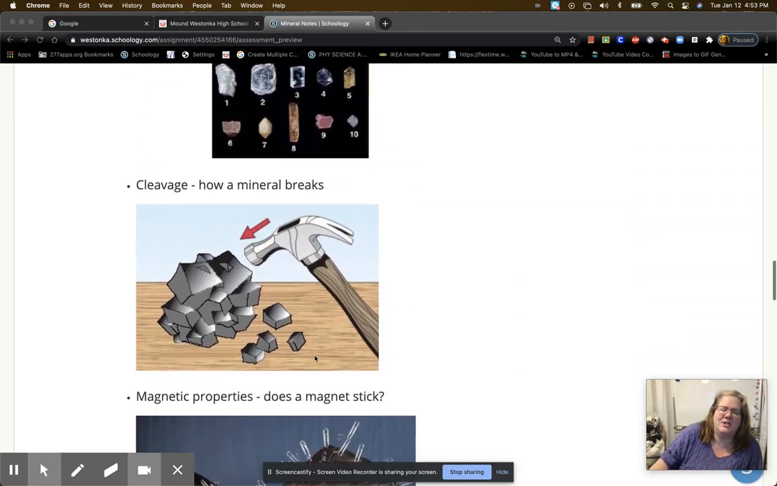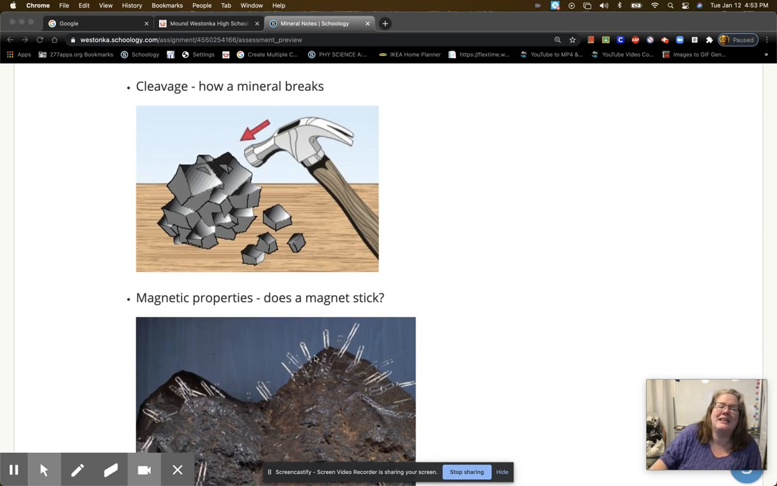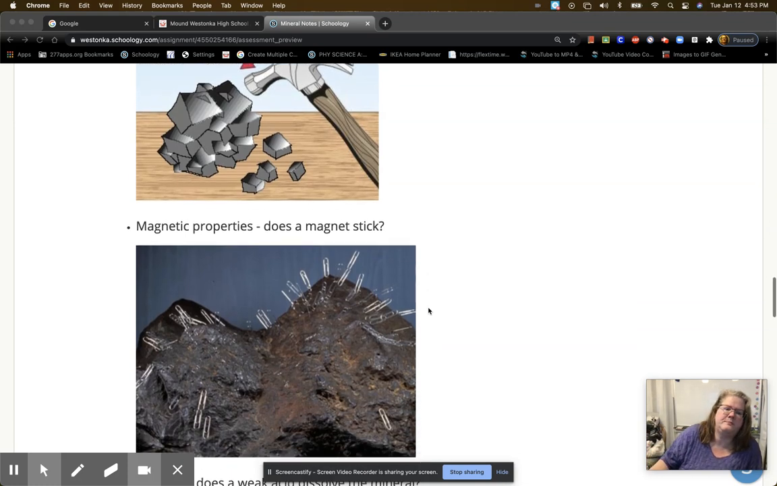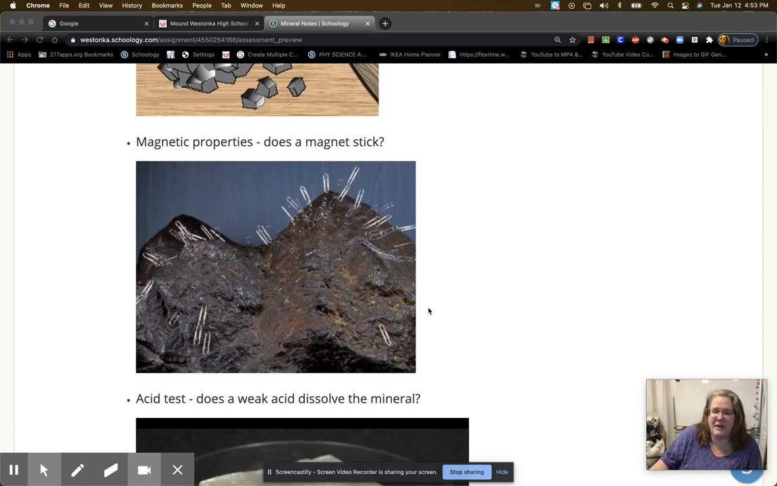Cleavage. I know everybody's giggling, but cleavage is how something breaks. If it breaks in flat lines, that's called its cleavage plane. Other properties include magnetism. Is it attracted to metal objects? Will metal objects stick to it like a magnet or not? So magnetic or non-magnetic.